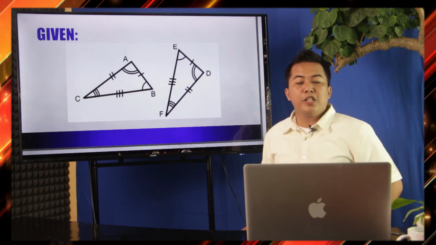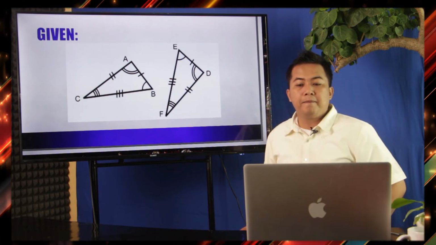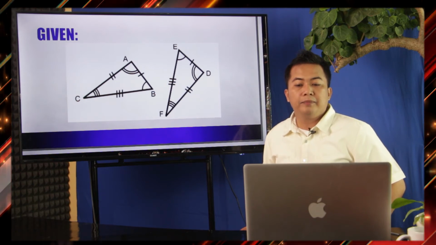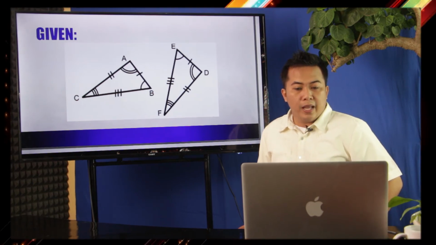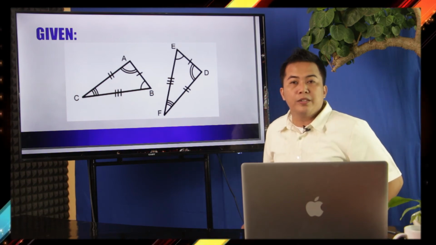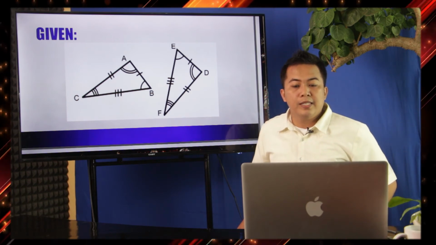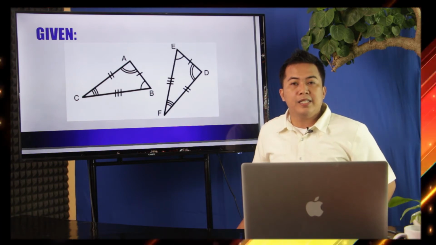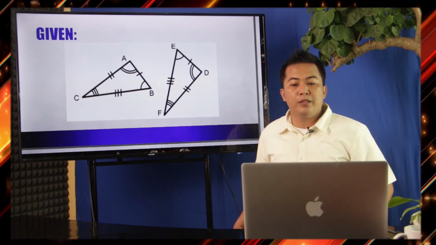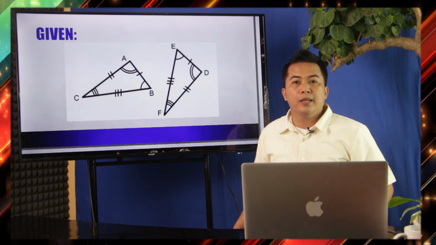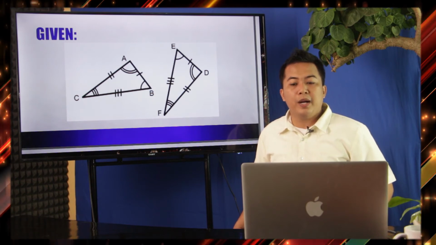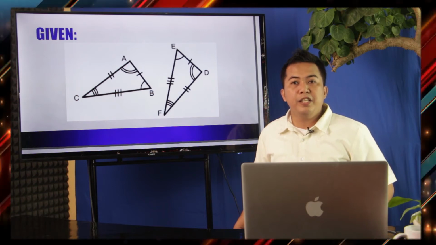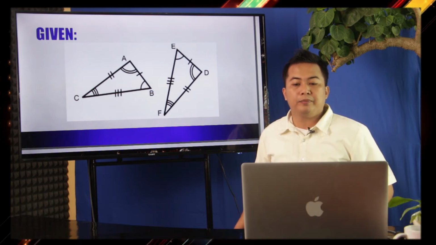Therefore, the pair of corresponding sides are namely side AB and side DE. Thus, side AB is congruent to side DE. Side AC corresponds to side DF. Thus, side AC is congruent to side DF. Side BC corresponds to side EF. Thus, side BC is congruent to side EF.